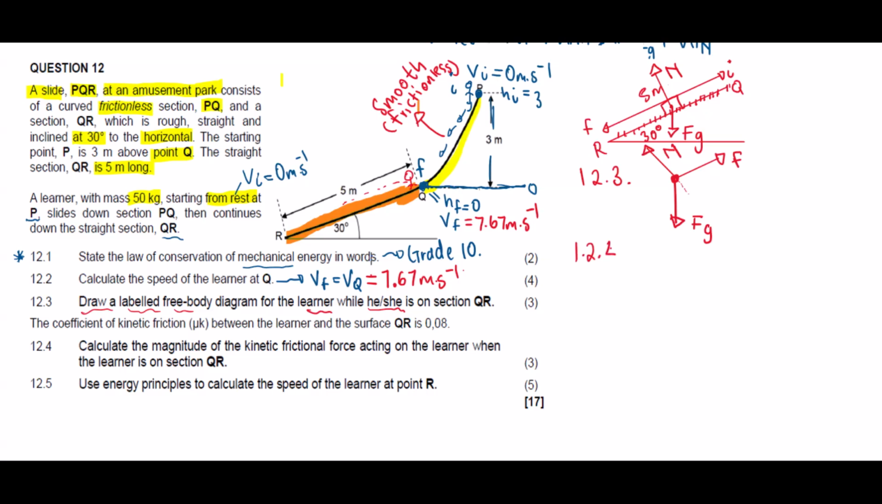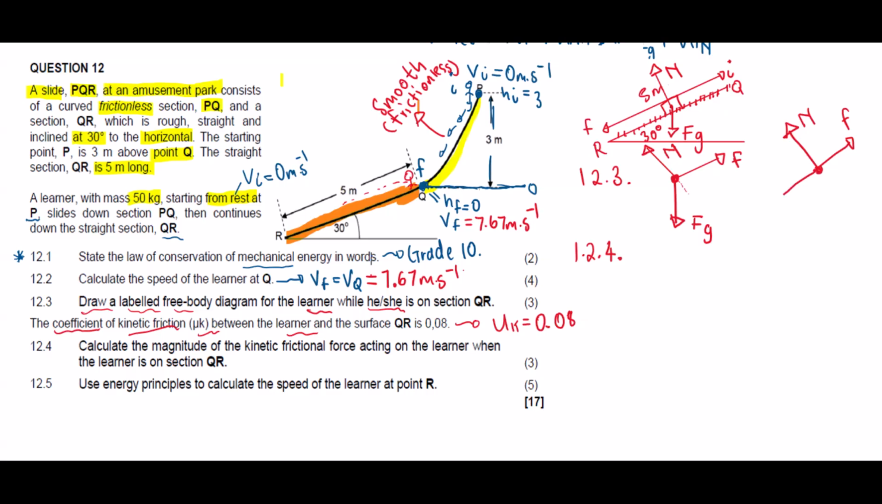Now we need to calculate the magnitude of the frictional force acting on the learner. So I think we missed something there. They say that the coefficient of kinetic friction, the mu k, between the learner and the surface, is 0.08. So we're given the mu k, that is 0.08. Now we need to calculate the magnitude of the frictional force acting on the learner. When you look at your free body diagram there, you remember the normal force here. So obviously this is what you would have drawn for the free body diagram for 12.3.